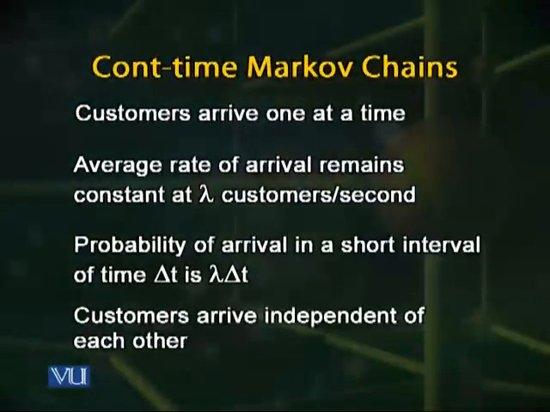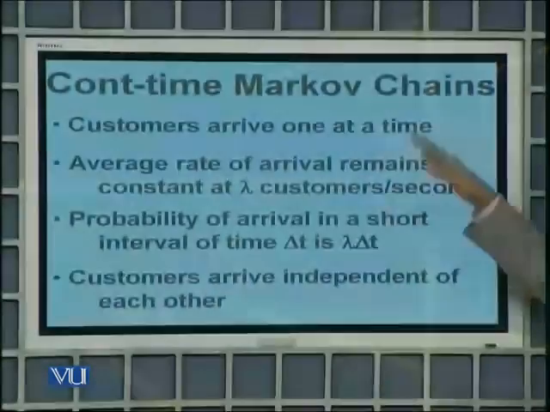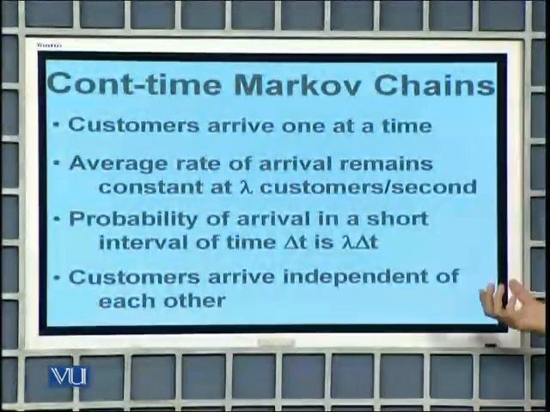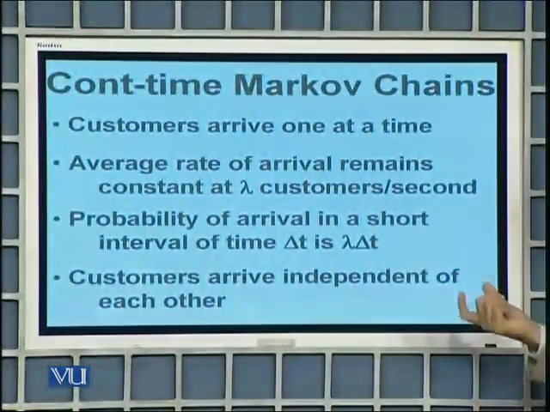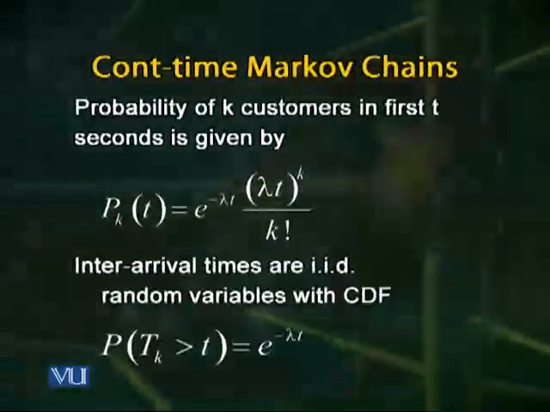And the last assumption is that customers arrive independent of each other. They do not arrive in groups, and their arrival does not depend on each other. Under these simplifying assumptions, we can analyze the behavior of this arrival of customers in 2 ways.